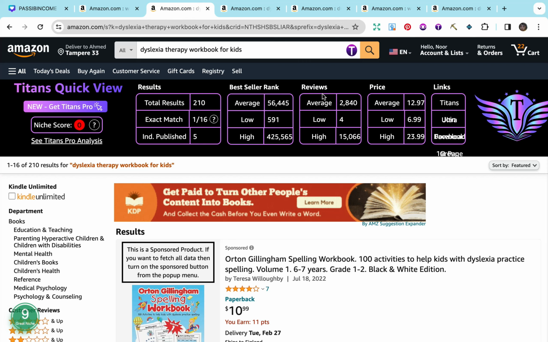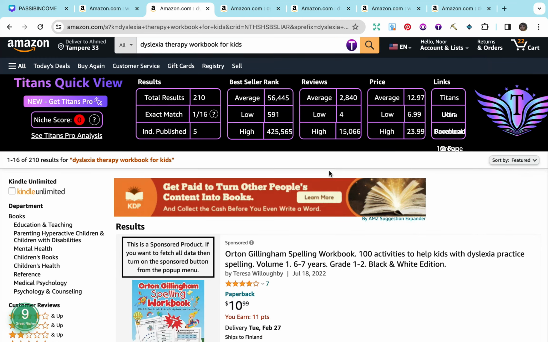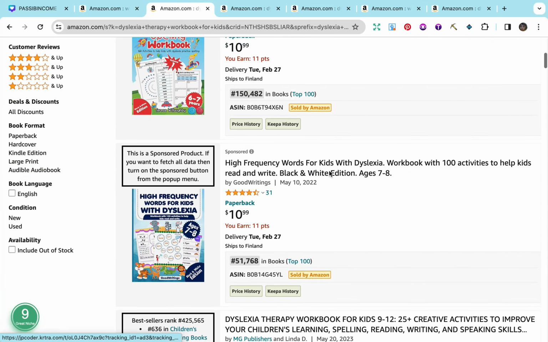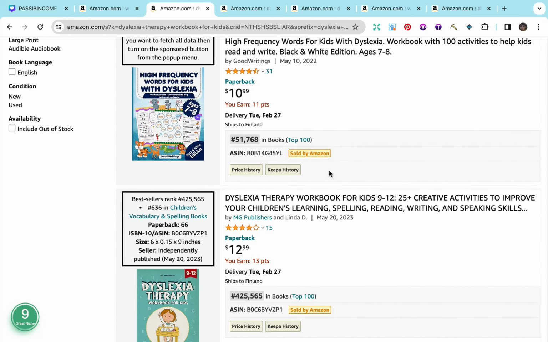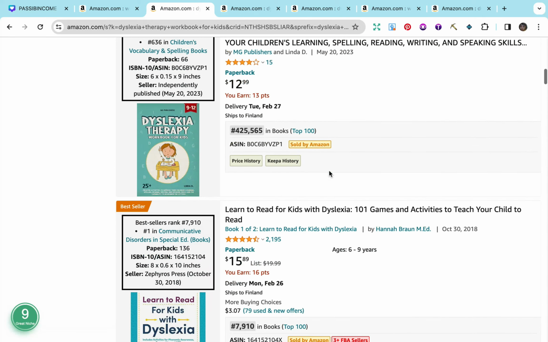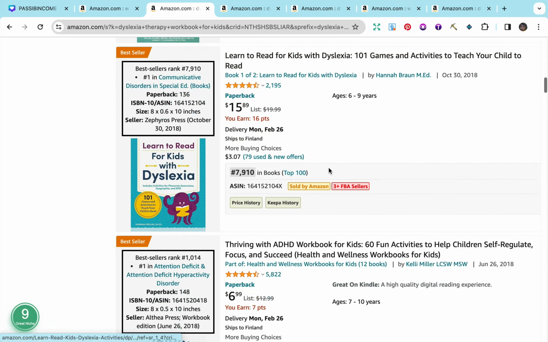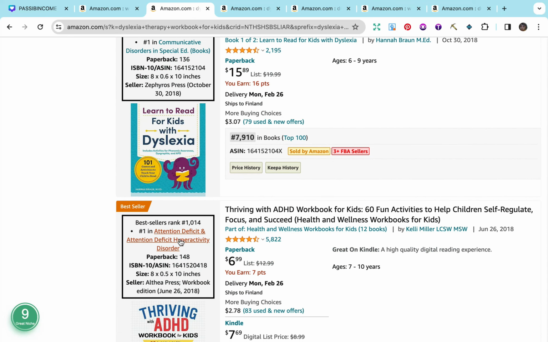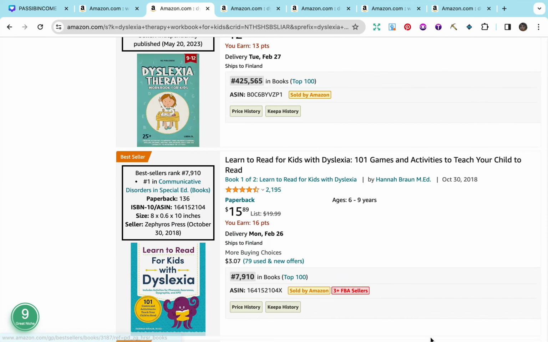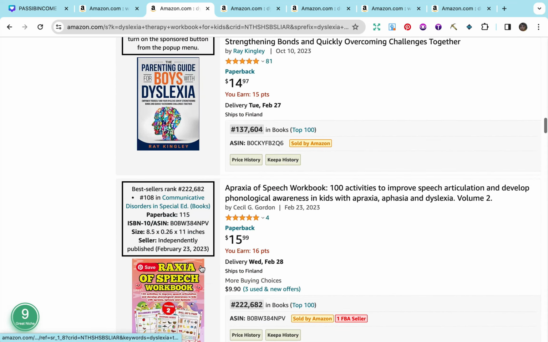Average reviews are 2,840, and average price is $12.97, reaping great rewards and a nice return on each of the books sold. So as you can see here, we have a really good amount of books under the bestseller rank that are not sponsored. This one, for example, is 1014. This one, for example, is 7,900 as the bestseller rank. This one 762 as well.